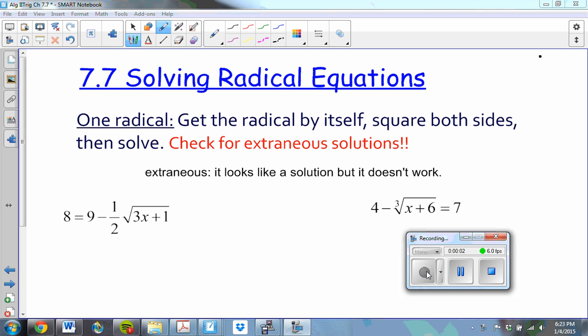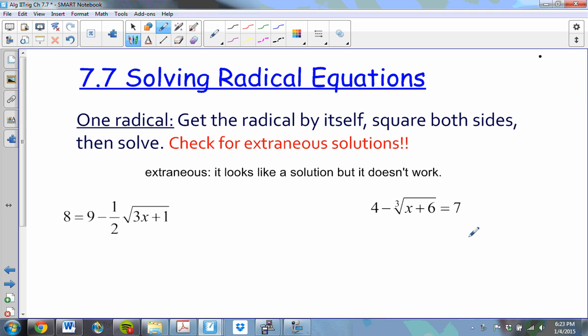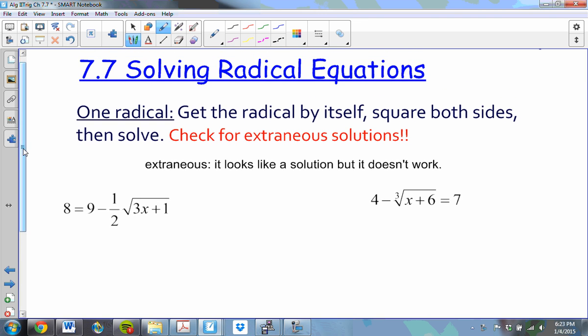Chapter 7, Section 7, Solving Radical Equations. I believe this is our last section in this chapter on radical equations and expressions. We're going to solve equations because I'm trying to find the value for x that makes this a true statement. Ideally there's some number for x that makes the statement true, and I want to find what it is. Notice that we have equations here and not expressions, so we can actually solve.